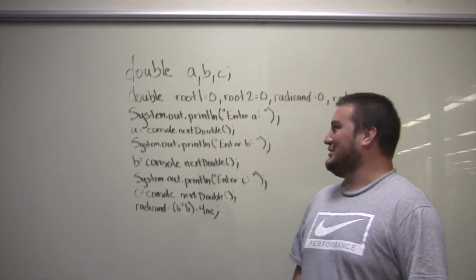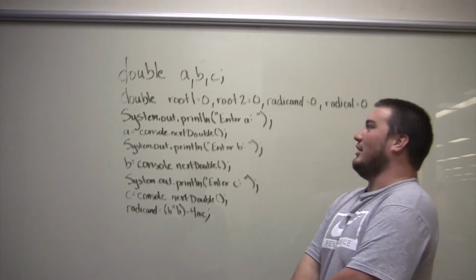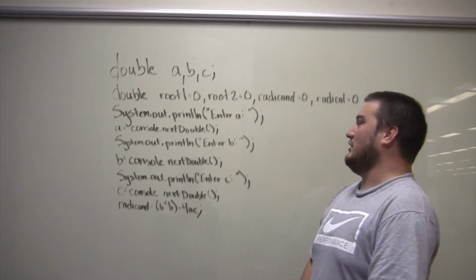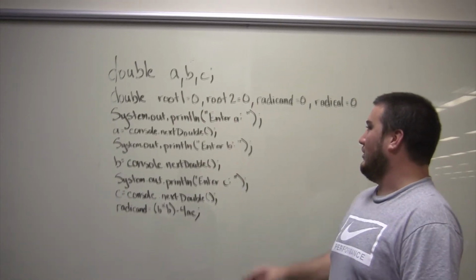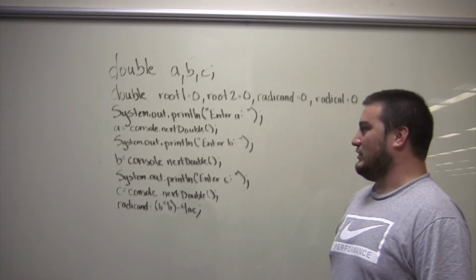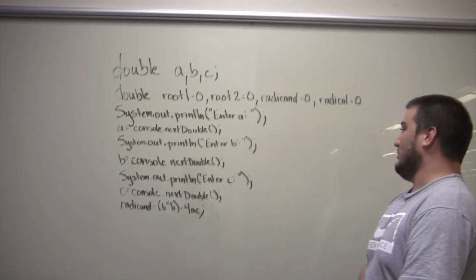Alright, so the first thing that we did was we declared our variables, which are a, b, and c, and they are in the formula. And then we declared root 1 and root 2, which are actually going to be the answers. And radicand is under the square root symbol. And the radical is also equal to 0.